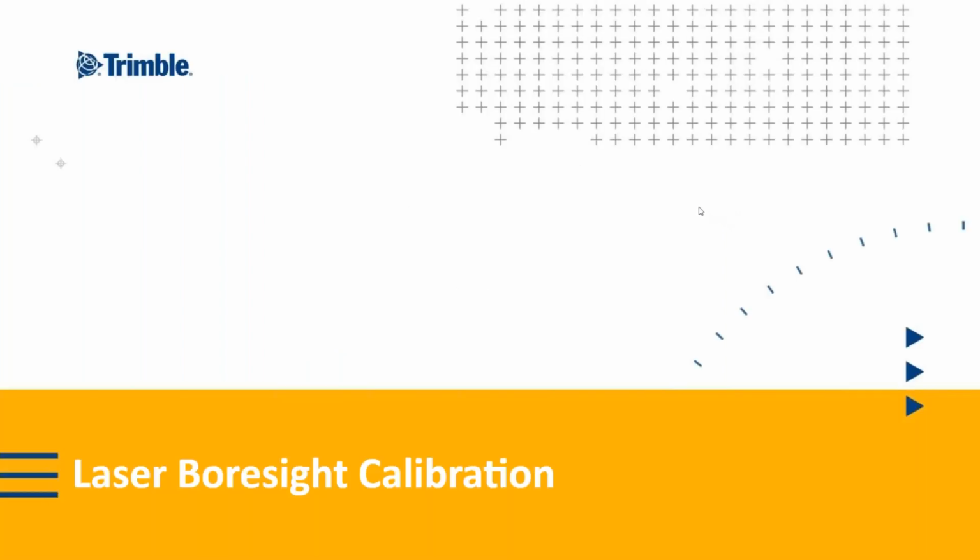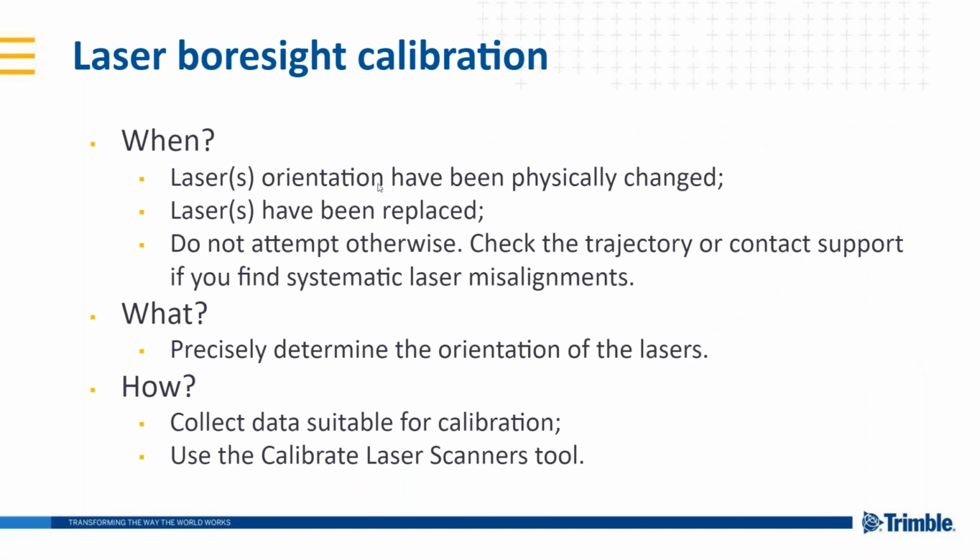And the next thing, which is maybe a little bit more complex topic, is the laser bore sight calibration: what it is, and why and when we would do this. Laser bore sight calibration is necessary when the orientation of the laser or lasers has been physically changed. As you might know, the Trimble MX9 has an option to move the laser orientation. There are three different positions on the vertical angle and three different positions on the horizontal angle. We want to support the customer doing this themselves and being able to calibrate lasers without contacting support, and this is why this tool was created.